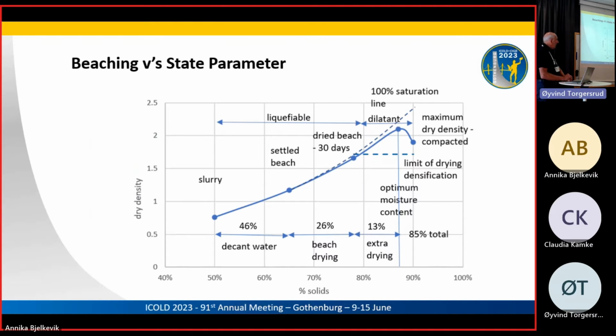This is a bit of a tricky chart, but it's got percent solids down the bottom and dry density up the side. And when we're putting the slurry in initially, we've got about 50% solids, and this is demonstrating how much water is coming out at different times on the dam.